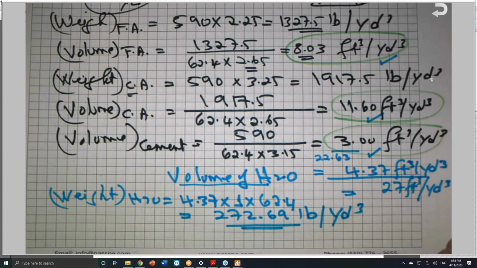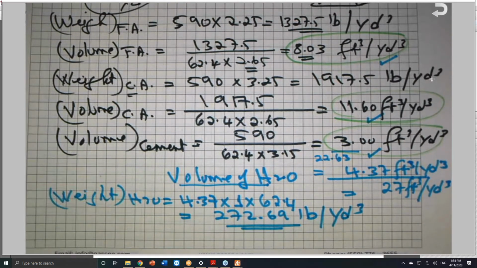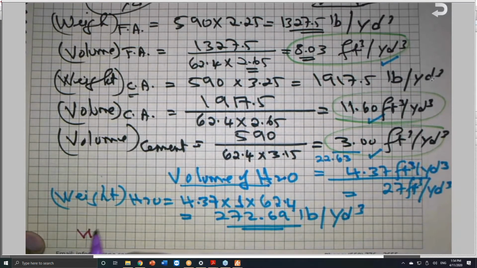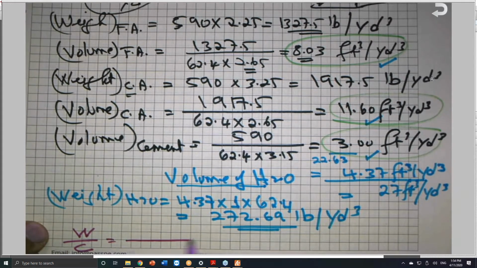Now I am almost done. I'm a little bit slow, but during the exam you will be way faster than me. Now we need to get the water cement ratio. The water cement ratio must be the ratio by weight, not by volume. Do I know the weight of the water? Yes, here it is.